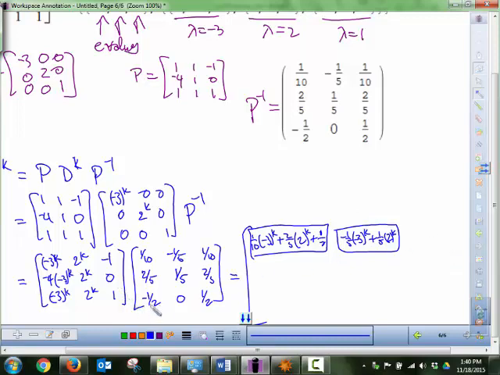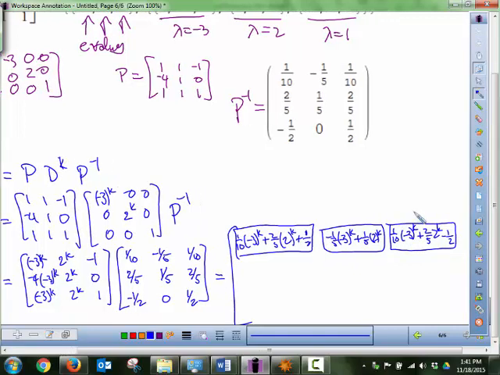And then let me just do one more so I can finish the first row. First row, last column. So that's a 1/10 again, negative 3 to the k. This is 2/5 positive times 2 to the k. And then negative 1 and 1/2 is negative 1/2. So that's my first row.